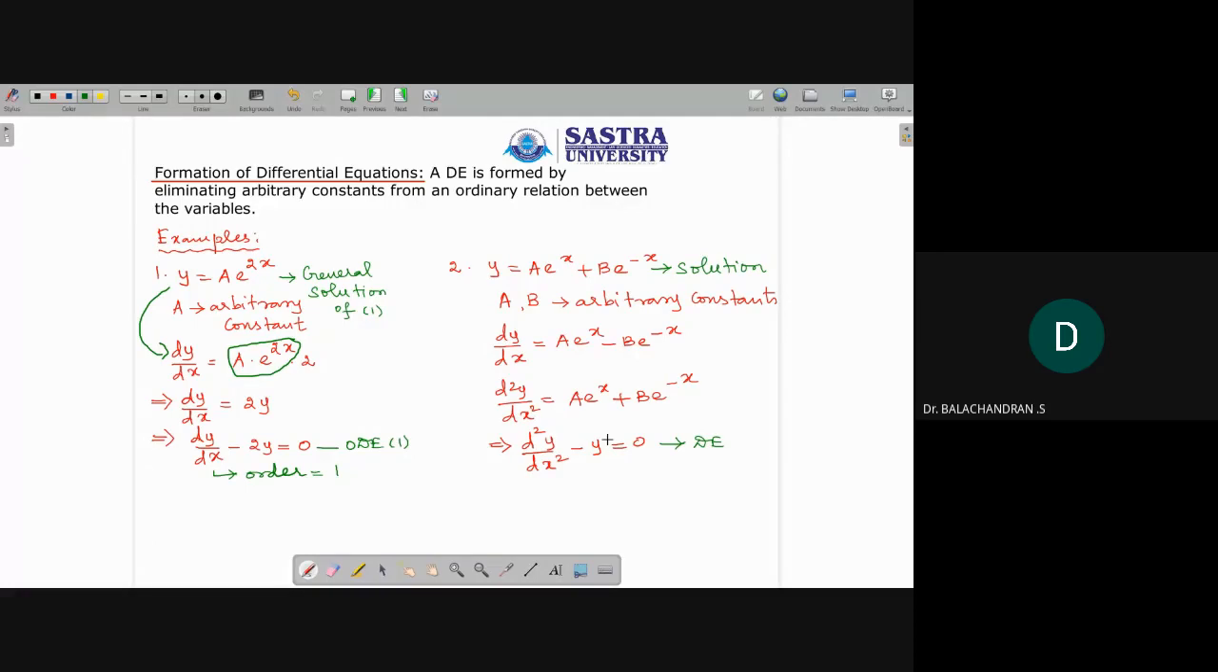So this is the second order differential equation. Suppose now I am going to take this differential equation, I am going to get this solution. Similarly, I am going to take this differential equation, I am going to get this solution.